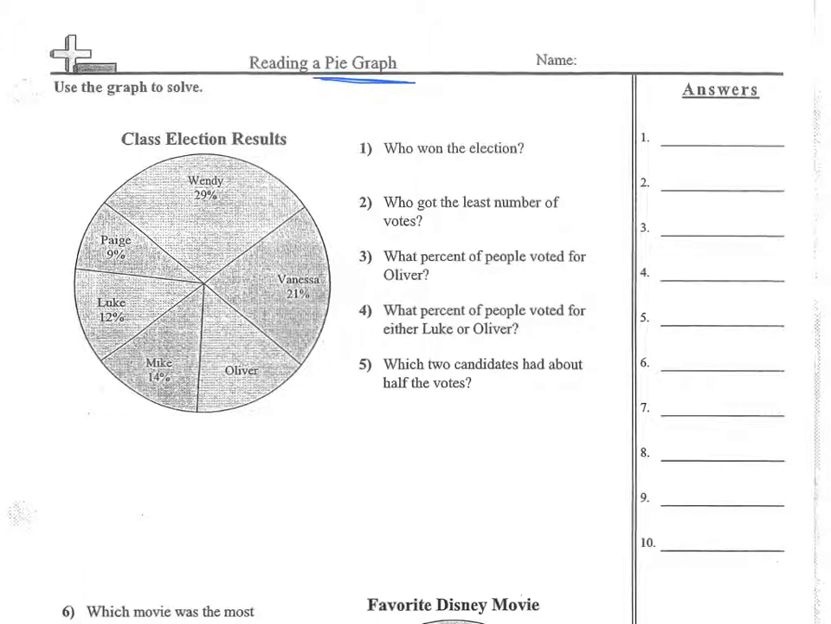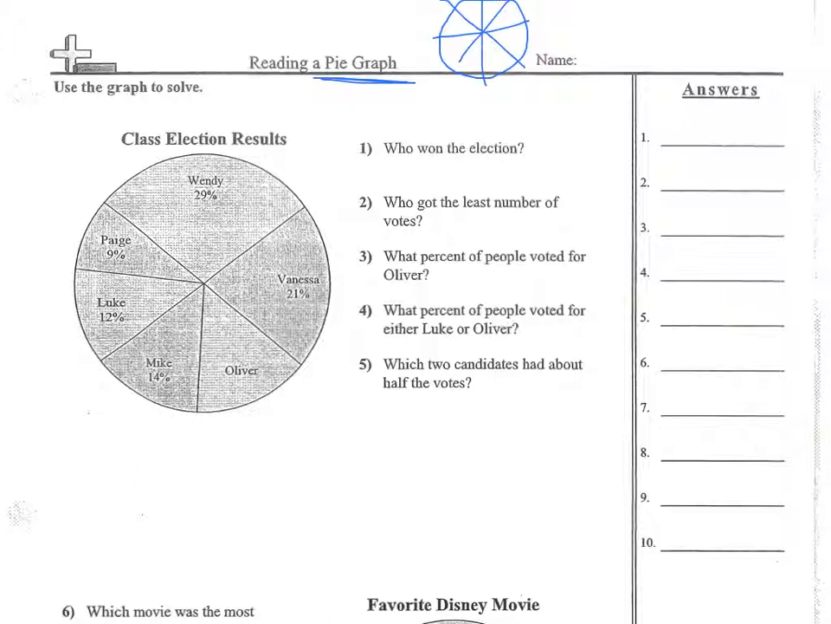So the idea of a pie is that all pies are circular, and when you have a pie, you cut it into different pieces. So the idea of a pie graph is that it takes a circle and shows you the percent of each piece. It's pretty simple, kind of like a bar graph, but it looks a little different. I'm going to work through all of the first 5 questions with you.